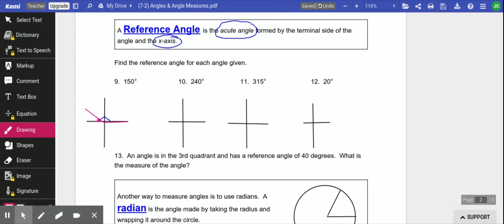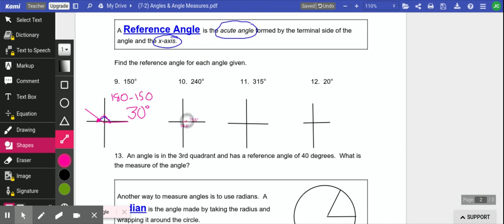So to find that, if we went all the way over here, that would be 180. But we don't want all of that. We just want this little part, so we're going to have to subtract 150. So this one has a reference angle of 30 degrees. All right, let's try another one of those.